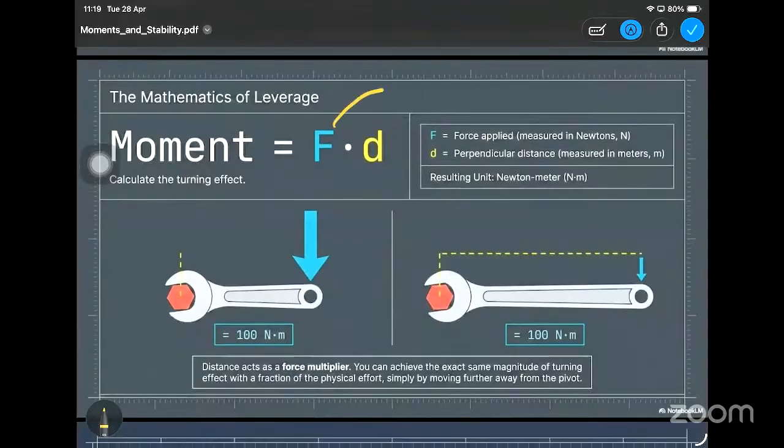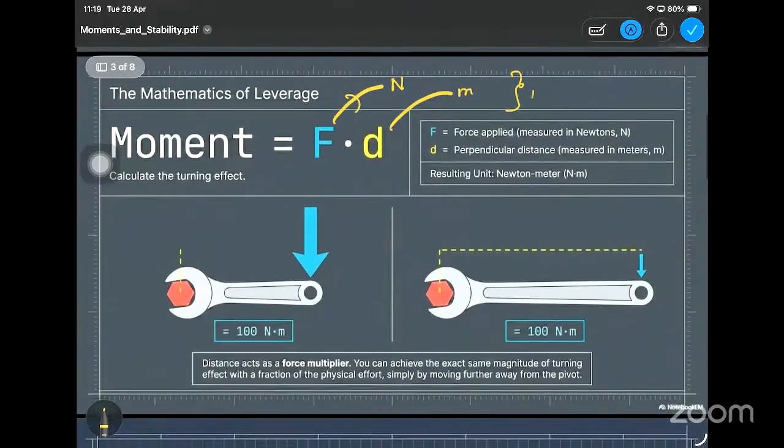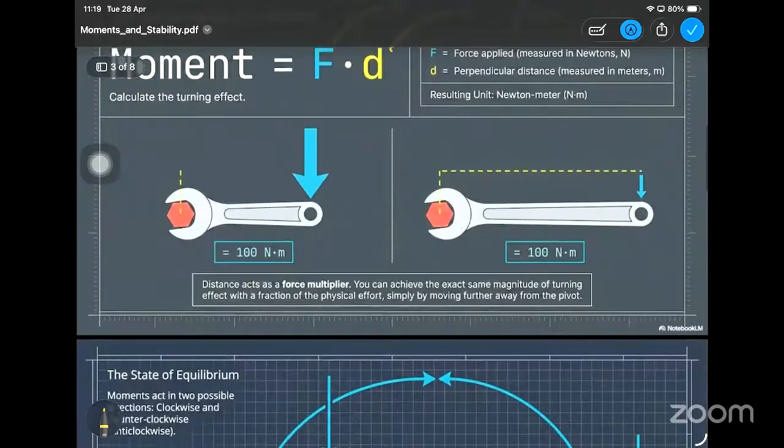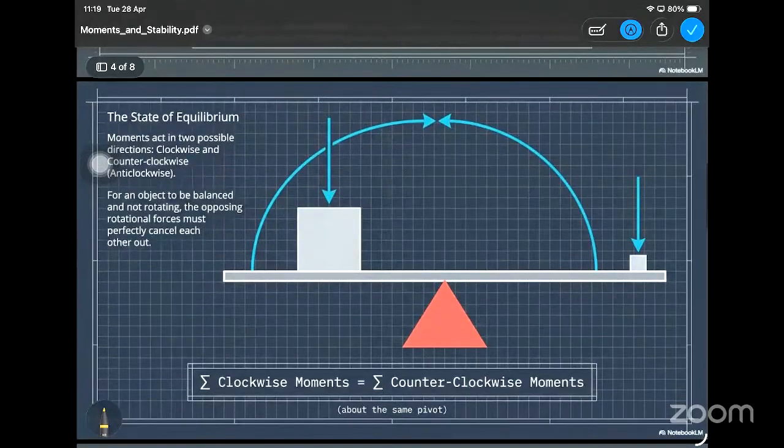If we consider the units, force is going to be measured in newtons and distance is going to be measured in meters. So the unit is going to be newton meters, right? Newton meters. But in some calculations, they can give centimeters instead of meters as well, right? And here we can see how it changes. You can go through them, and then the state of equilibrium.